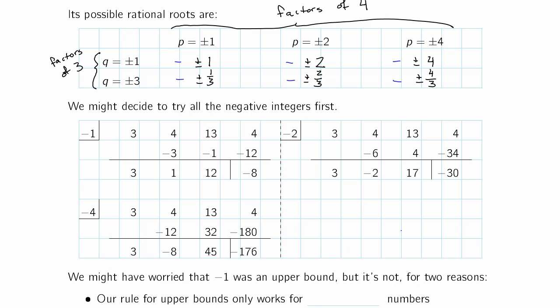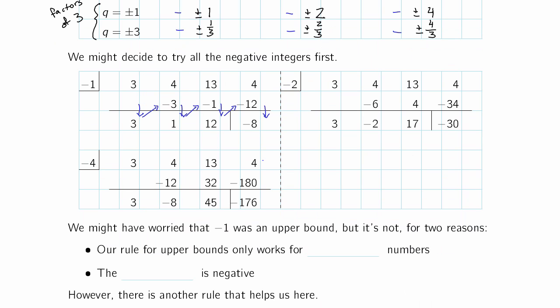And let's see what's happening. So when we try to do synthetic division with negative 1, 3 times negative 1 is negative 3, plus 4 is 1. Times negative 1 is negative 1, plus 13 is 12. Times negative 1 is negative 12, plus 4 is negative 8. Hey, was everything there positive? We might think that negative 1 is an upper bound.